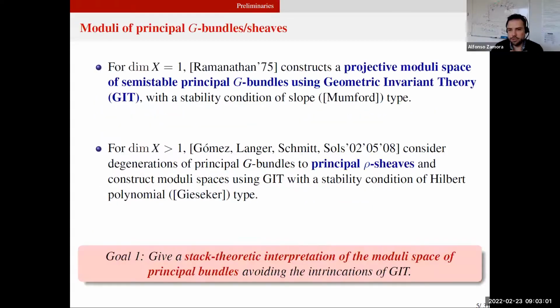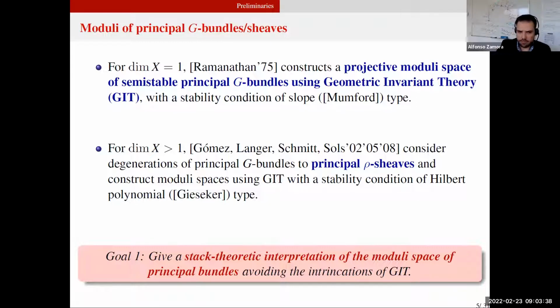The story of the construction of moduli of principal bundles goes back to Ramanathan in 1975, who over curves constructed a projective moduli space of semistable principal G-bundles using GIT, geometric invariant theory, with a stability condition of slope type, or Mumford-Takemoto type. So it is a stability condition measuring the degrees of certain line bundles, just a number encoding data of the objects we want to classify.